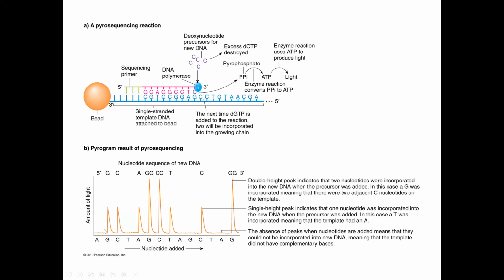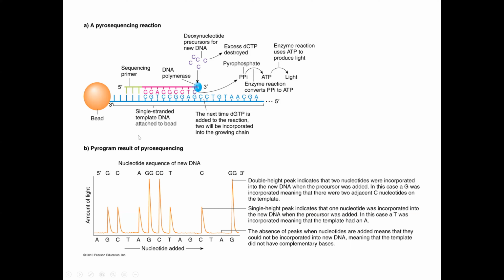All of those get degraded. We add our G. G did get incorporated. It paired with C, like something up here. Okay. So actually we can start at the beginning. So our G was incorporated. We had a spike of light.